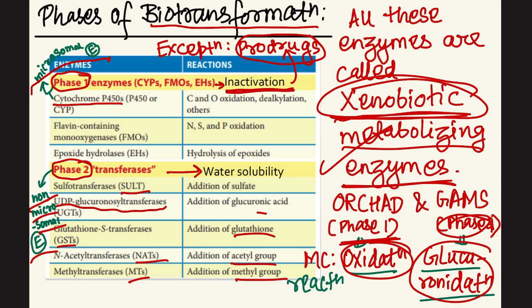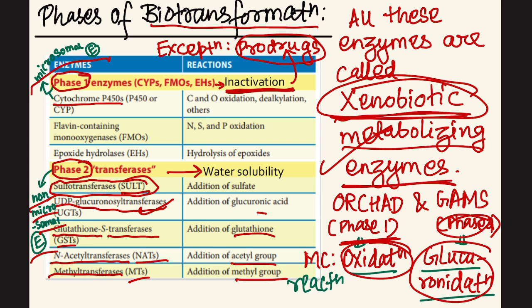And for every group we have different enzymes. For sulfation we have sulfotransferase. For glucuronidation we have UDP glucuronosyl transferases. For glutathionation we have glutathione S transferase. For acetylation we have N-acetyl transferase. For methylation we have methyl transferases.